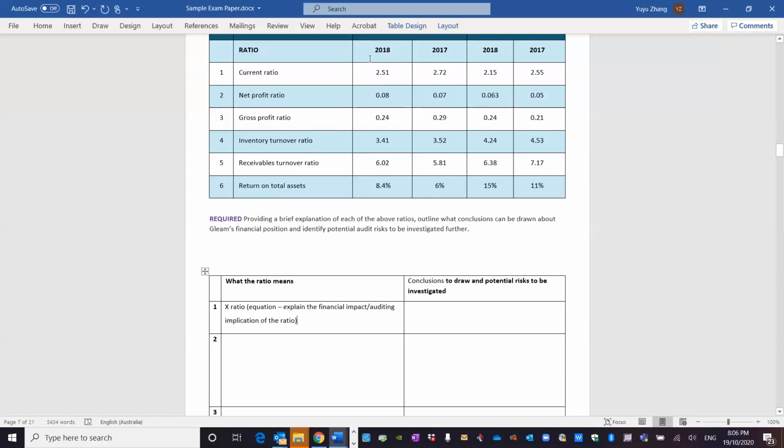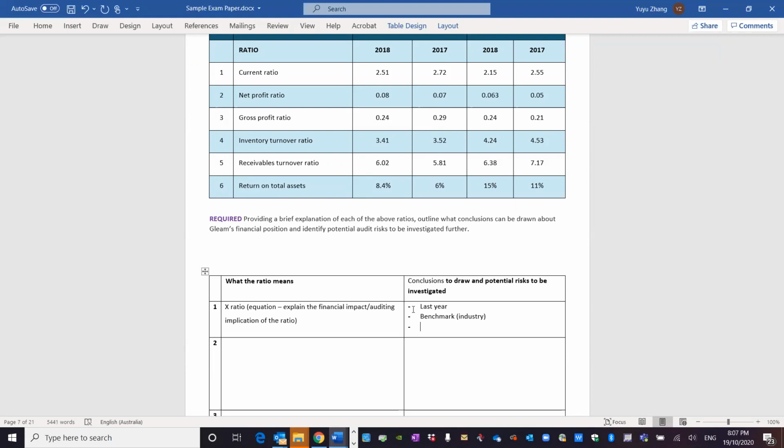And then if we just use the first one as an example, when you analyze, you could compare to last year. So compared to last year, the current ratio has declined. You could also compare to the benchmark, which is the industry. So the ratio of this company is lower than the industry as well, right? And then you can make a conclusion.